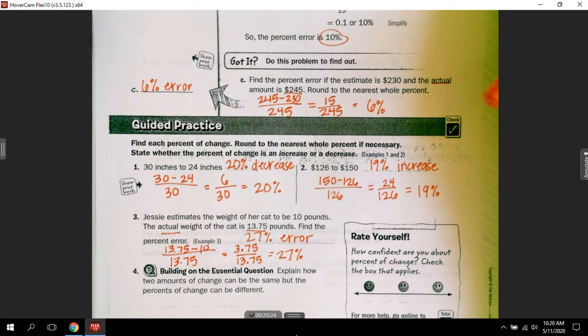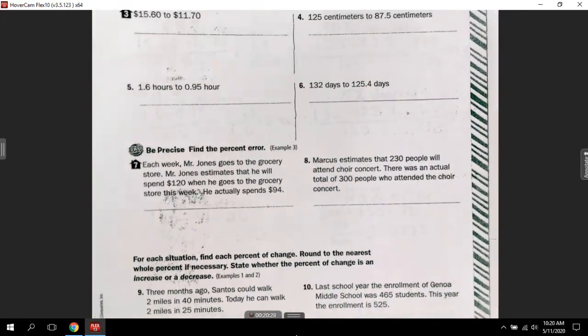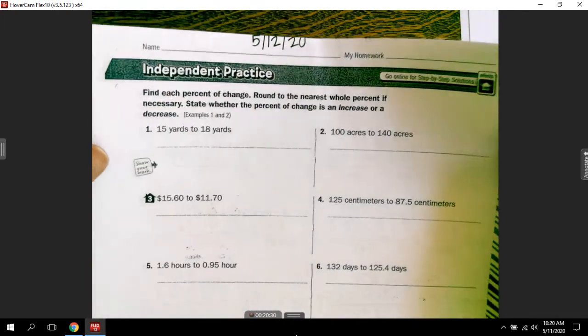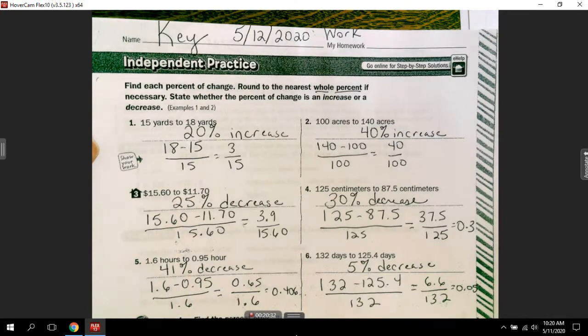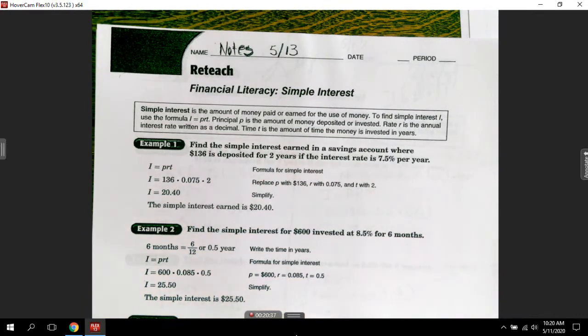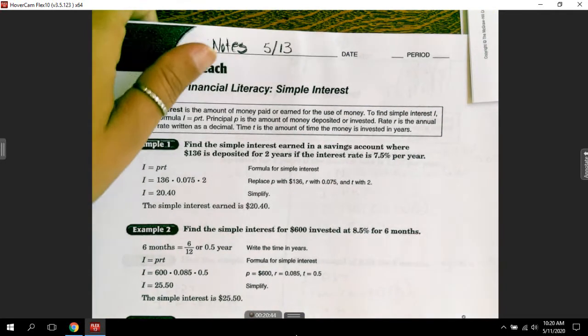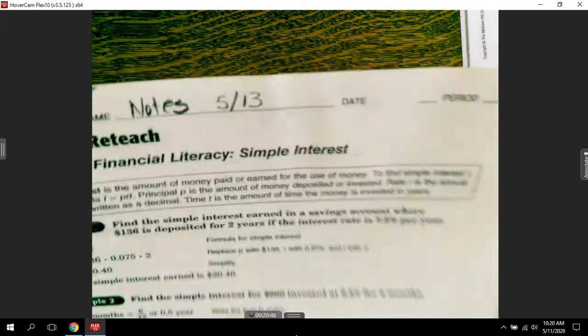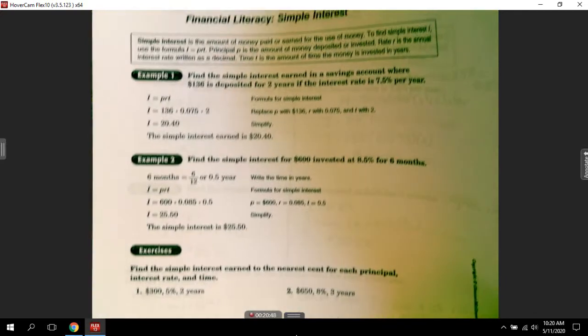All right, so that is percent of change and percent of error. So that's all your notes for today, and then you have work for tomorrow. And then there's your answers to check your work. And then we also have some more notes on Wednesday. So I'm going to go ahead and do those notes right now. Just like last week, all the notes are in one video. But you can pause the video now and come back to this on Wednesday if you would like.